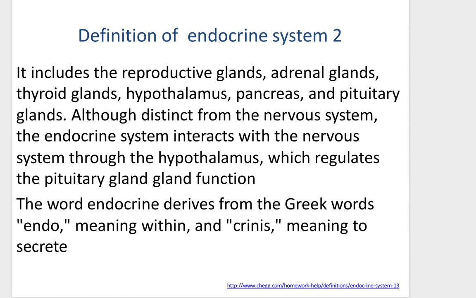It includes the reproductive glands, adrenal glands, thyroid gland, hypothalamus, pancreas, and pituitary gland. Although distinct from the nervous system, the endocrine system interacts with the nervous system through the hypothalamus, which regulates the pituitary gland function. The word endocrine derives from the Greek words endo, meaning within, and krinis, meaning secret.